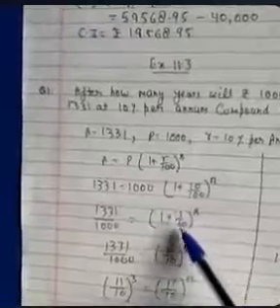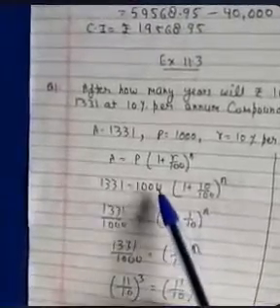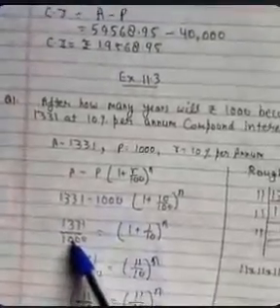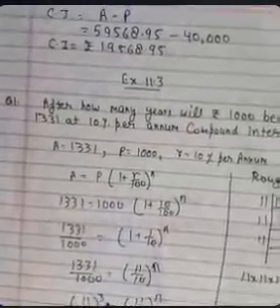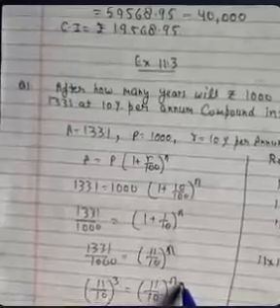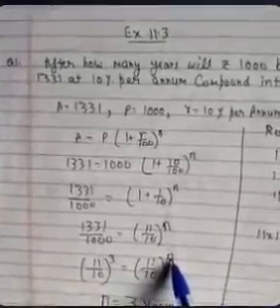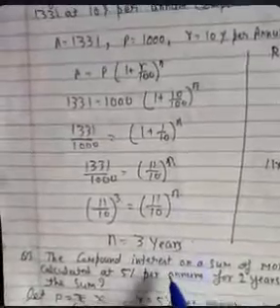Now 1 plus 1 upon 10 is 11 upon 10. 1000 goes to the numerator, and this is the value of 11 upon 10 whole cube, equal to 11 upon 10 whole to the power N. Now compare the values. The answer is N is equal to 3 years.